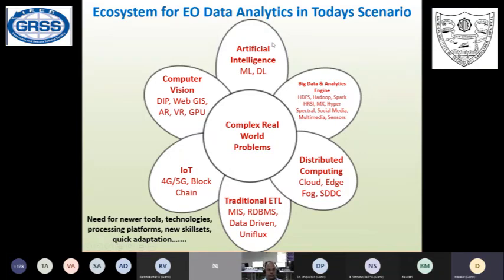This particular workshop will of course be concentrating on this, but I feel that you should not lose sight of the rest of the boxes that I have shown here. You need to look at newer tools, newer technologies, newer platforms, and newer skill sets if we have to adapt ourselves to the changing world.